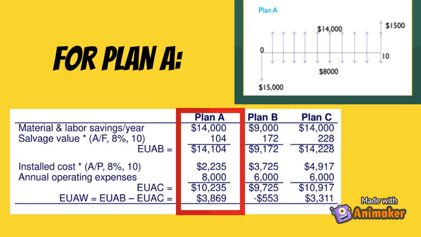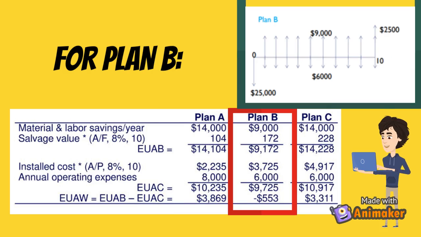For plan A, the EUAB is $14,104, while EUAC is $10,235. So EUAW is equal to $3,869. And for plan B, the EUAB we got is $9,172, while the EUAC we got is $9,725. Since EUAW is equal to EUAB minus EUAC, the final EUAW we got is negative $553.